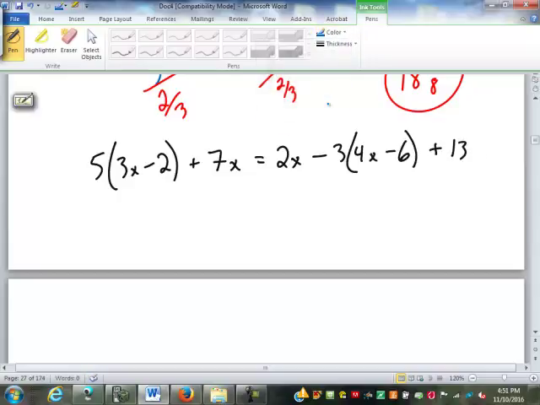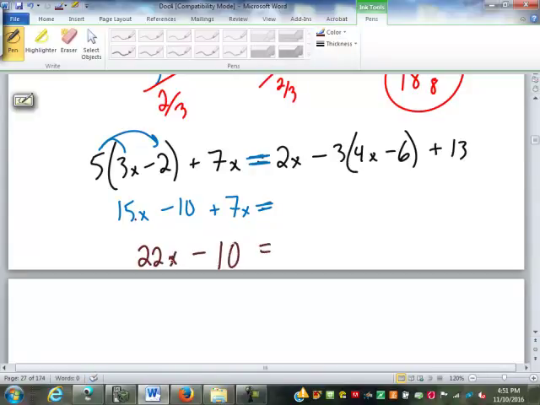Some of them might get ugly, like this one. Tell me what I should do first. I'm going to simplify on the left side. I'm going to have to multiply the parentheses by the 5. Distribute the 5. 5 times 3x, 15x. 5 times -2 is -10, plus 7x. Now, before I move over to the right side, I'm going to keep combining here. I can combine the 15x and the 7x. Gives me 22x minus 10. So I've completely simplified what I can on the left side.